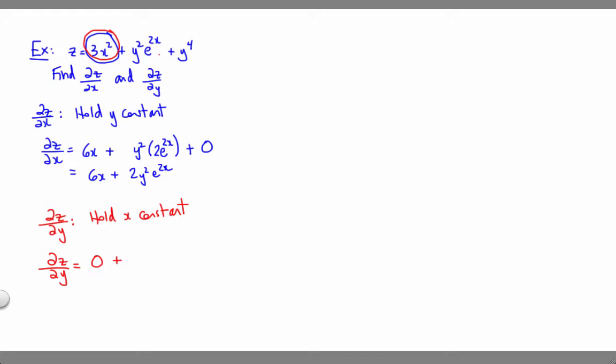Looking at the middle term, we're holding x constant, so that e^(2x) is acting just like a coefficient, and then we take the partial derivative of y squared with respect to y, and we get 2y. Then moving on, the third term is a pure y term. So when we differentiate with respect to y, that's going to feel like a regular derivative. We're going to get 4y³. So overall, 2ye^(2x) + 4y³.